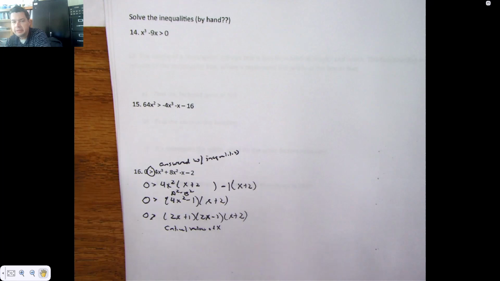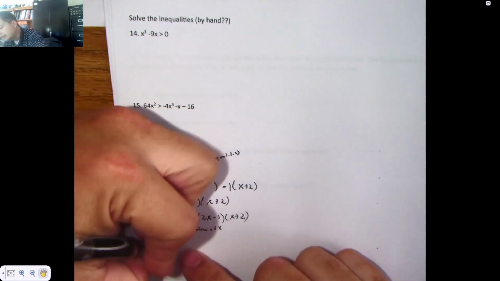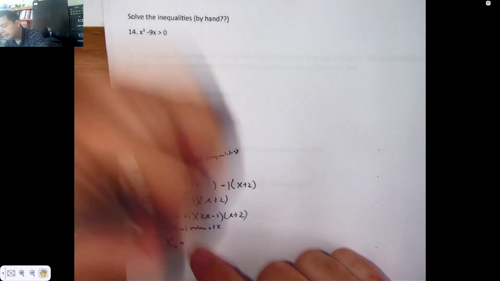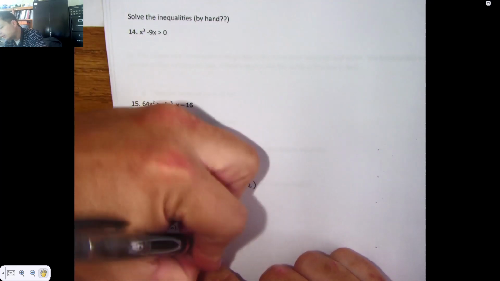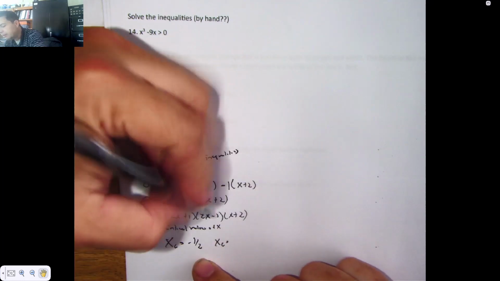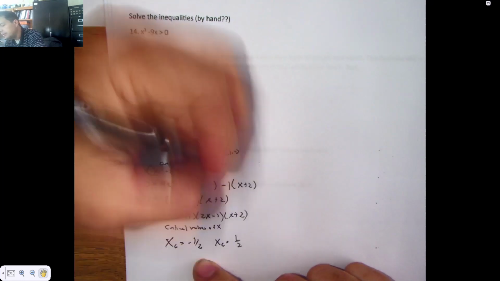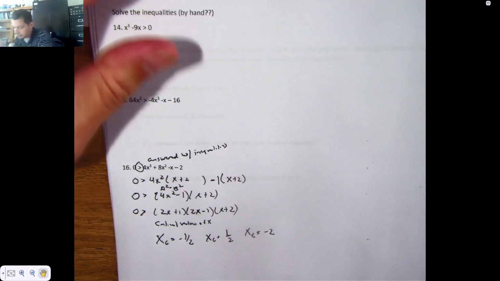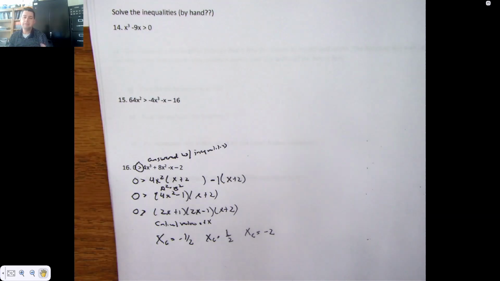Like, they're not answered with equal. But we actually do use the equal symbol here a little bit. A critical value, x subscript c of x, would be negative 1/2. A critical value of x, slide and divide, would be positive 1/2. And a critical value of x would be negative 2. So I'm probably going to have 3 intervals here, maybe more, of solutions.